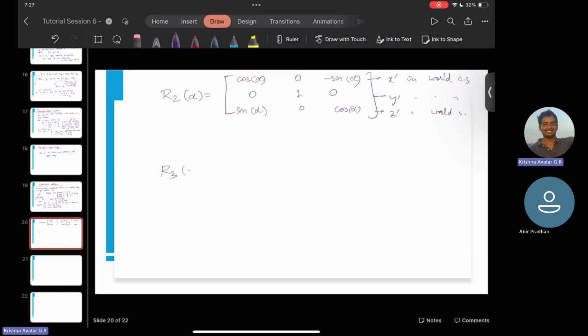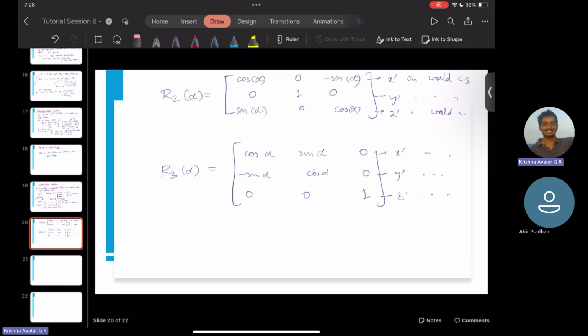Likewise, the rotation about the z-axis gives us cosine alpha, sine alpha, 0, then minus sine alpha, cosine alpha, 0, and then 0, 0, 1. Again, x prime, y prime, and z prime in the world coordinate system. And you see that z prime is the same as z because we are rotating about the z-axis.